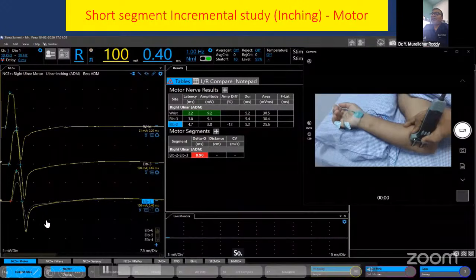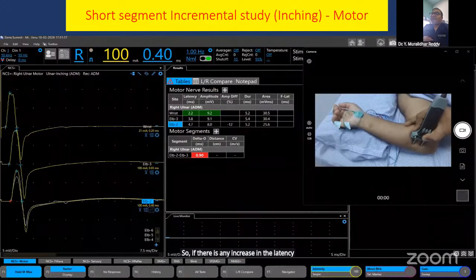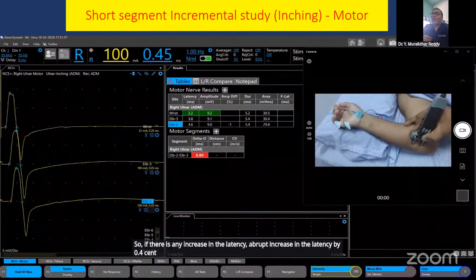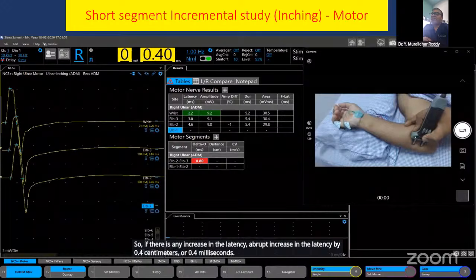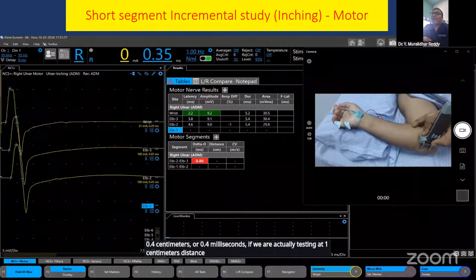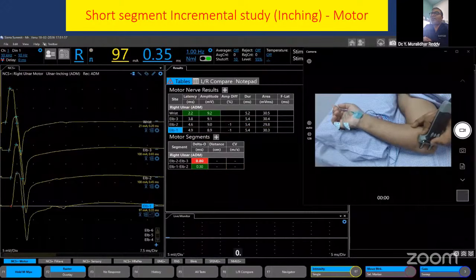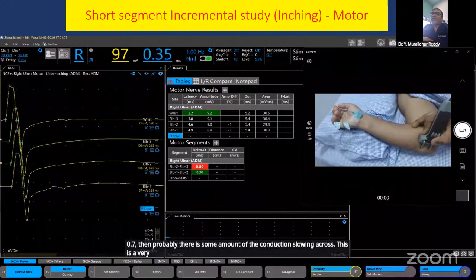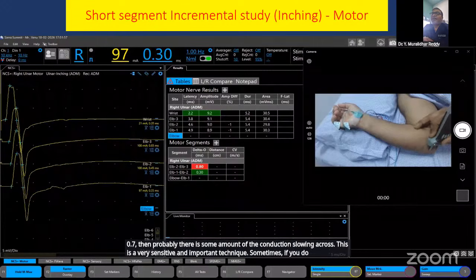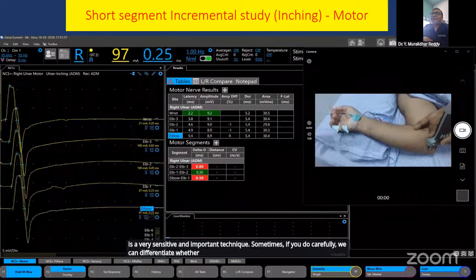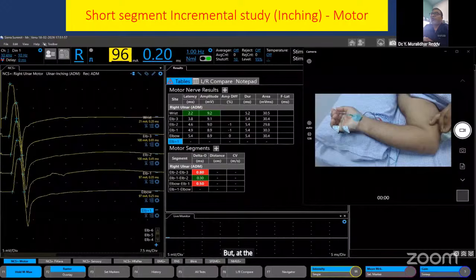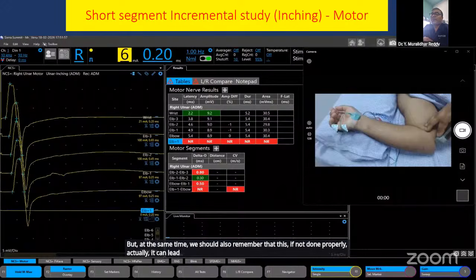If there is an abrupt increase in the latency by 0.4 milliseconds when we are testing at 1 centimeter or 2 centimeters distance, or an abnormal latency prolongation of more than 0.7, then there is probably some amount of conduction slowing across. This is a very sensitive and important technique. If done carefully, we can differentiate whether the compression is at the level of the cubital tunnel or at the retrocondylar region. But we should also remember that if not done properly, it can lead to erroneous results also.